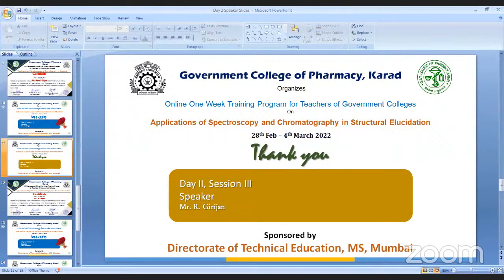So for this nice session, on behalf of the entire fraternity of the Government College of Pharmacy, Karad, I extend a really hearty vote of thanks to Mr. Giriraj, who spared time from his busy schedule to enlighten our participants on the GCMS and its core concepts in a very easy manner. Thank you very much, sir, for such a nice and informative session. I'm sure all the participants have benefited from the concepts you shared with them.